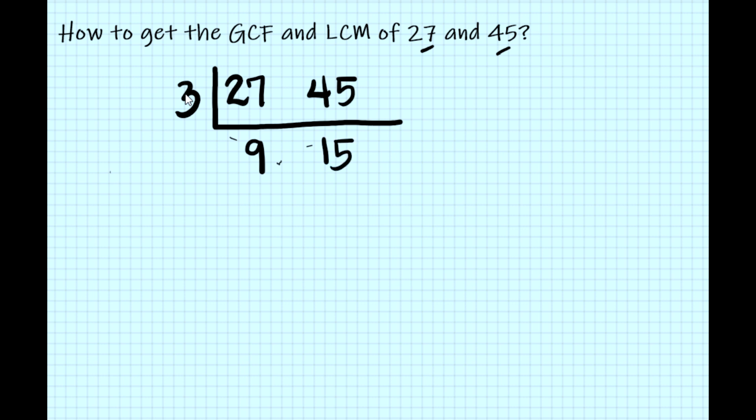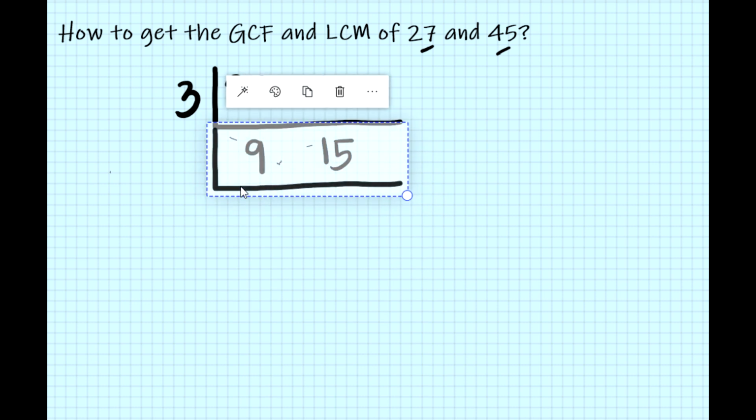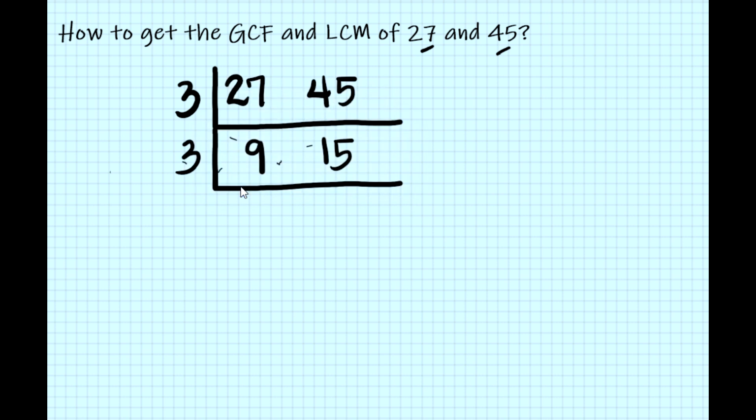Same process, 9 and 15, pwede ulit natin silang i-divide parehas exactly by the prime number 3. So, 9 divided by 3 is 3, 15 divided by 3 is 5. So, 3 and 5, they are already prime numbers. So, stop na tayo dyan.